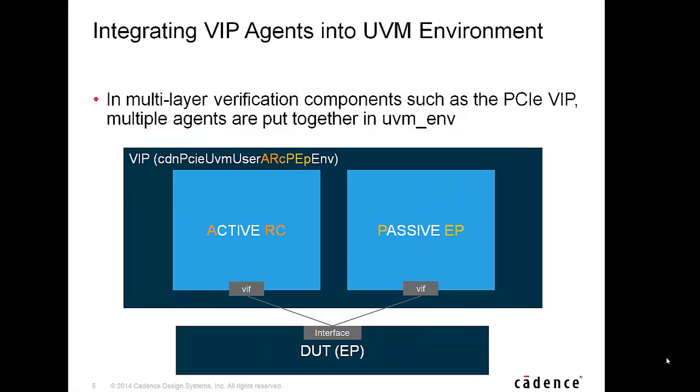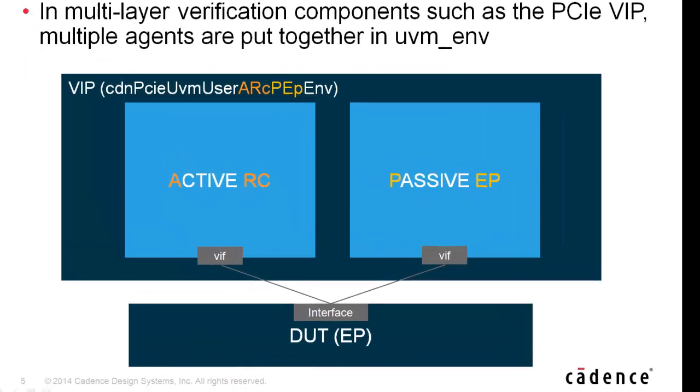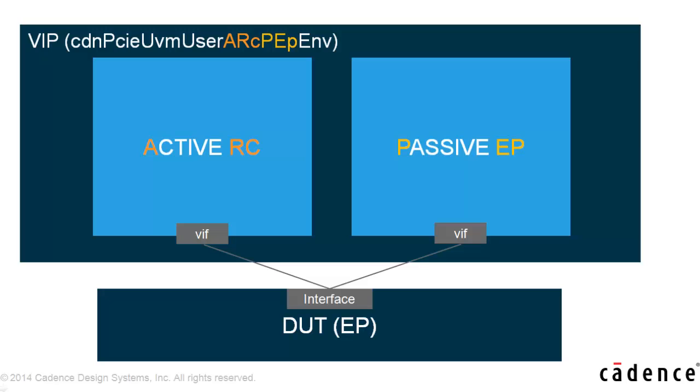In multi-layer verification components such as the PCIe VIP, multiple agents are encapsulated under a UVM env. For instance, for this DUT, which is an endpoint, we will have an active root complex UVM agent which drives the stimulus, and we will have a passive endpoint which will monitor the behavior of the design. Now let's go see how this VIP can be integrated in a UVM environment.